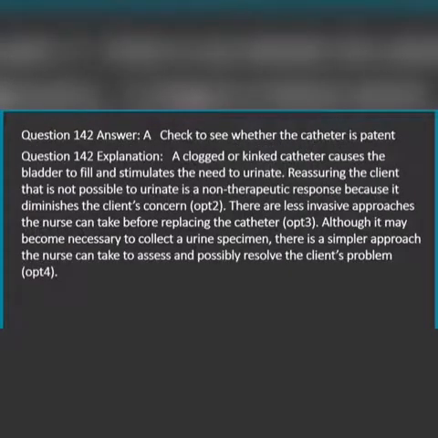Question 142. Answer: A. Check to see whether the catheter is patent. Explanation: A clogged or kinked catheter causes the bladder to fill and stimulates the need to urinate. Reassuring the client that it is not possible to urinate is a non-therapeutic response because it diminishes the client's concern. Option 2. There are less invasive approaches the nurse can take before replacing the catheter. Option 3. Although it may become necessary to collect a urine specimen, there is a simpler approach the nurse can take to assess and possibly resolve the client's problem.